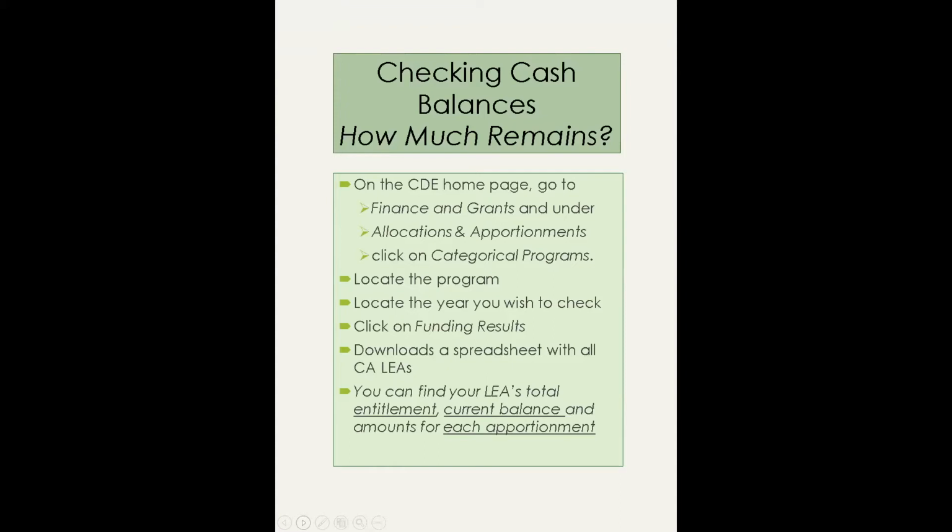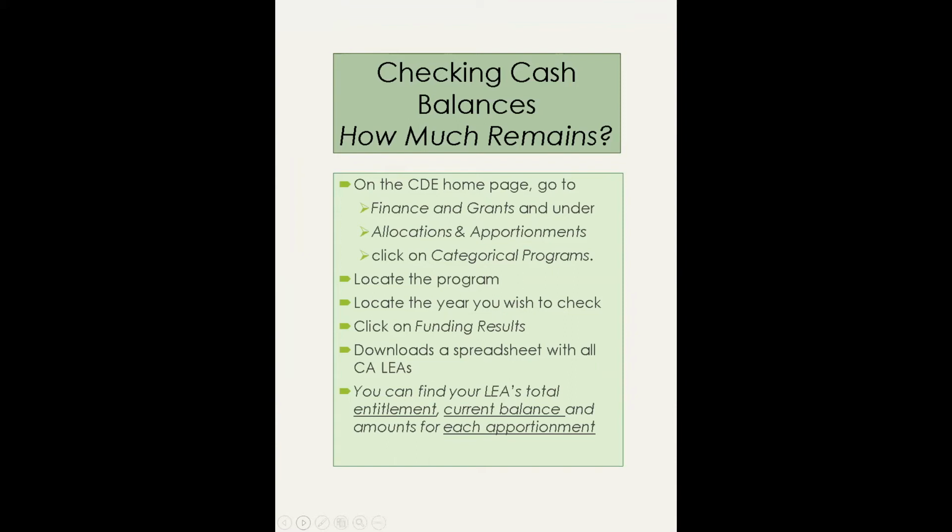And you're going to look under allocations and apportionments, and you're going to see categorical programs listed. When you go there, you find whatever program, Title 1, 2, 3, that you want to look at. When you click on that, you'll see numerous years, and you want to look at what year. So you're particularly concerned now about 1819 and 1920.